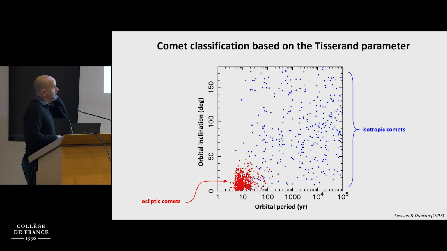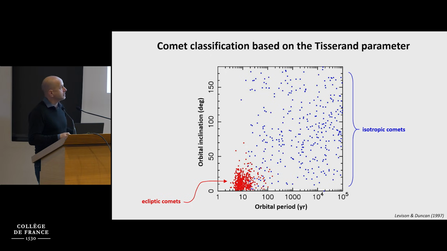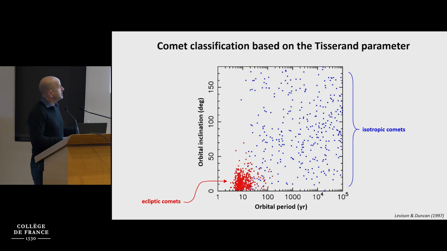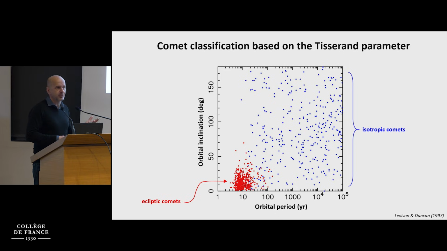And we don't want to use short period, long period, because of that. That has a classical definition. So instead, these comets are often called the ecliptic comets to indicate that they have orbits close to the ecliptic. And this cloud is often called isotropic comets to indicate that they can have whatever inclinations, a nearly isotropic distribution of inclinations.